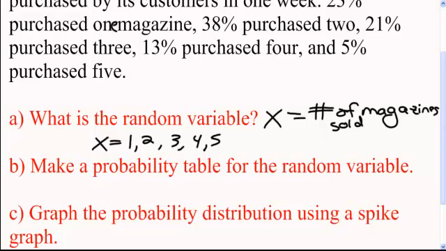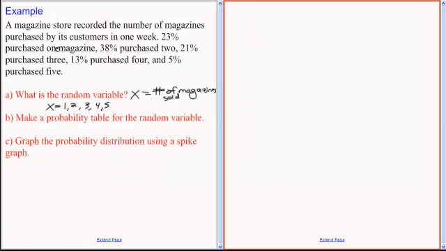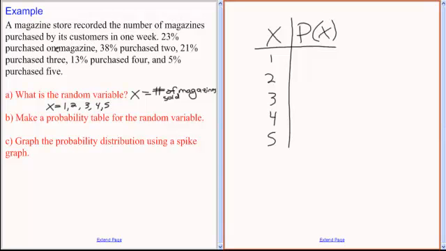So make a probability table for this random variable. My x values, as I listed, are 1, 2, 3, 4, and 5. The probability of x occurring is stated in the problem. 1 is 0.23, 2 is 0.38, 3 is 0.21, 4 is 0.13, and 5 is 0.05. So there's my table, and then I can graph this using a spike graph.